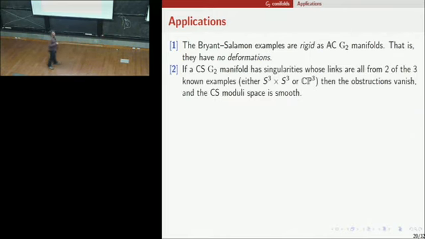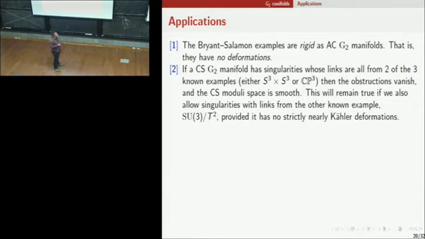So these things don't deform in any non-trivial way. And another application, which is not apparent from the statement of the theorem: if you had a CS G2 manifold, and if you knew that all the singularities came from links belonging to only 2 of the 3 known examples, these are 2 of the 3 known examples of nearly Kähler 6-manifolds. This one is only diffeomorphic to CP3, right? It's a non-Kähler CP3, and this has a different metric. It's not the product metric. So if all the links come from these 2 examples, then it turns out all the obstructions vanish, and the CS moduli space is smooth.